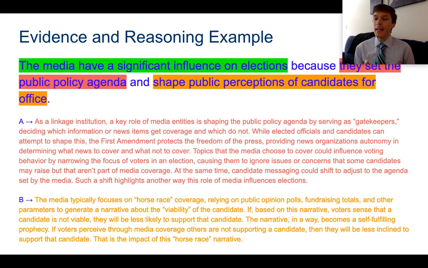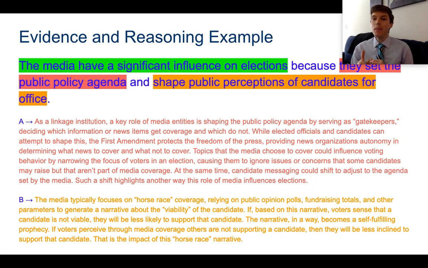Now, technically, that slice of content can be my evidence. But if I have to tie it into a foundational document, this is where I'm going to bring in my First Amendment. While elected officials and candidates can attempt to shape this, the First Amendment protects the freedom of the press, which provides news organizations autonomy in determining what news to cover and what not to cover. Topics that the media choose to cover could influence voting behavior by narrowing the focus of voters in an election, causing them to ignore issues or concerns that some candidates may raise, but that aren't part of media coverage. Tying it back to my claim, at the same time, candidate messaging could shift to adjust to the agenda set by the media. Such a shift highlights another way this role of media influences elections.